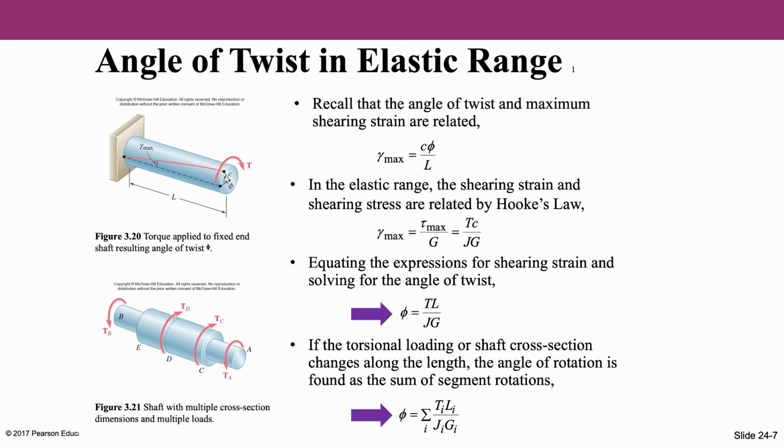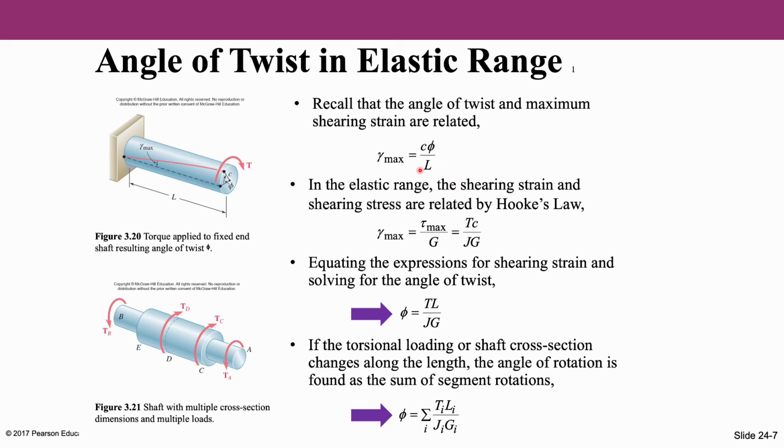And now we can replace tau max by the torsion formula. Do you recall the torsion formula? Tau max is equal to Tc over J. Tau max equals Tc over J is the famous torsion formula that you should remember. And when we replace tau max by Tc over J, gamma max would be equal to Tc over JG.